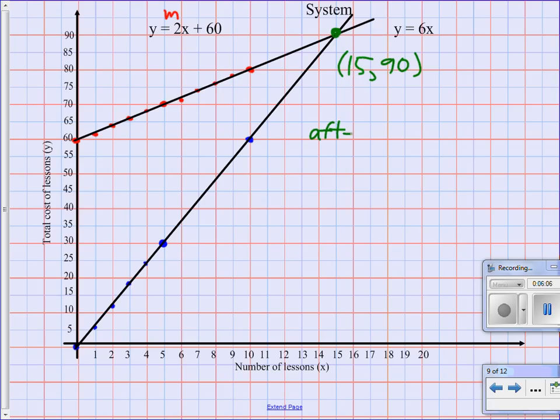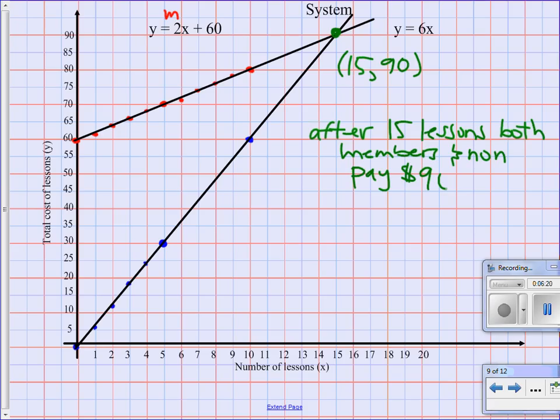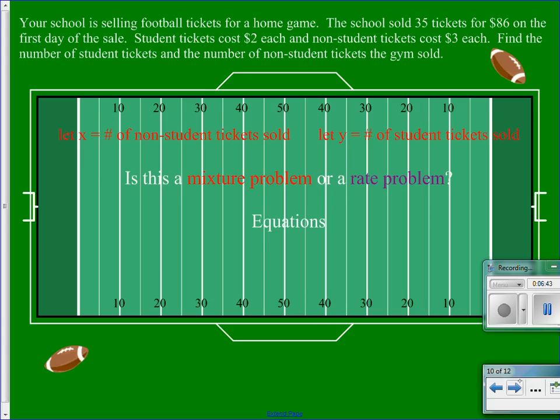It means after 15 lessons, both members and non-members will pay $90. Why do we figure this out? Because if you're going to become a member, it's best to be a member after 15 lessons. Because if you look at the cost for the members after 15 lessons, that cost is right here, which is lower than the non-member. It's only worth it if you stay for 15 lessons.